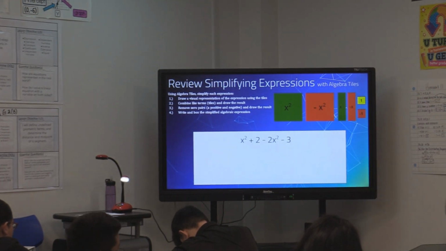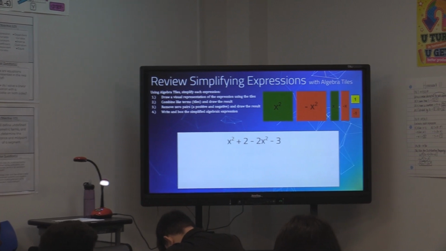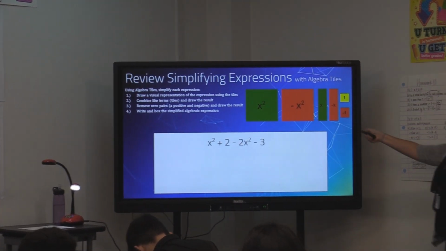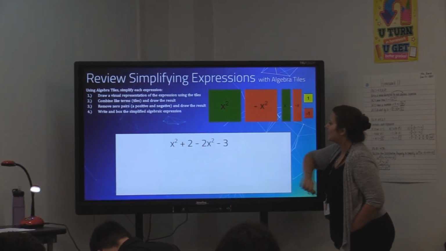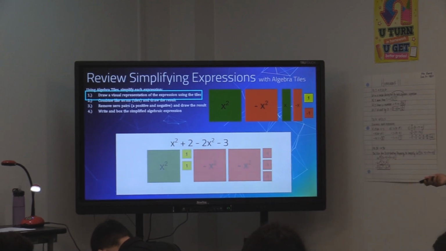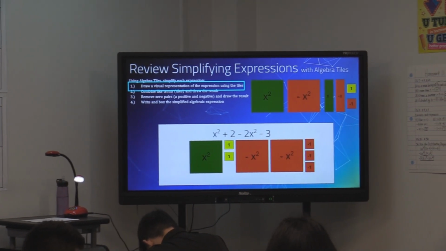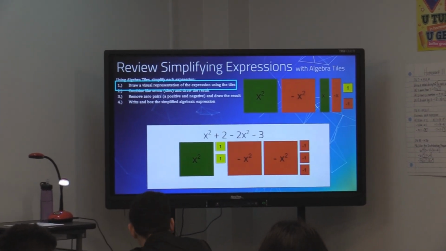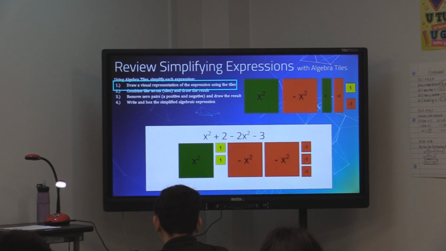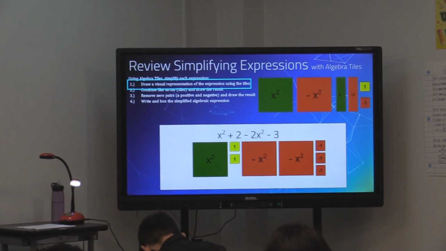And then I have negative 2x squared, so I need 2 what? Very good. Big red squares. I hate that this laser doesn't work well. And then I've got a negative 3, meaning I need negative little squares. So my image should look something like this. I want you to try and draw out each step and get your answer on your own. I need about 2 minutes.